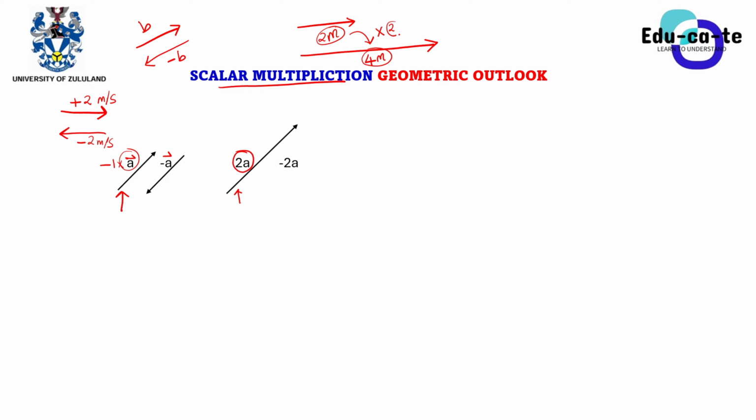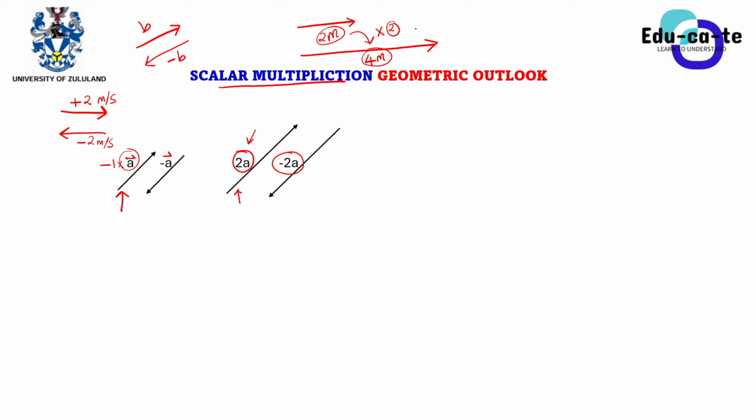So basically, when you multiply a vector by a certain scalar or a certain number, you can increase its size. Now look at this vector. This is -2A. You can see that for vector -2A, I've just changed the direction of 2A. So this 2A is this length, and then this is -2A.